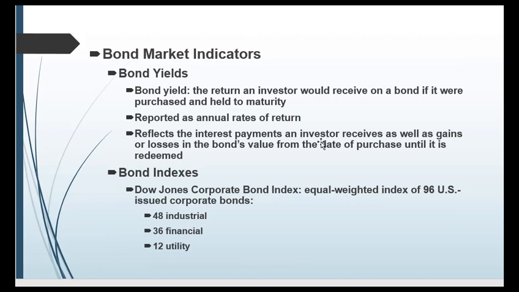We can look for bond yields, right? There's a Dow Jones Corporate Bond Index that's an equally weighted index of 96 corporate bonds: 48 industrial bonds, 36 financial, 12 utility. Again, the idea here is this number is going to give you a general indication of where the bond market is going relative to yields.